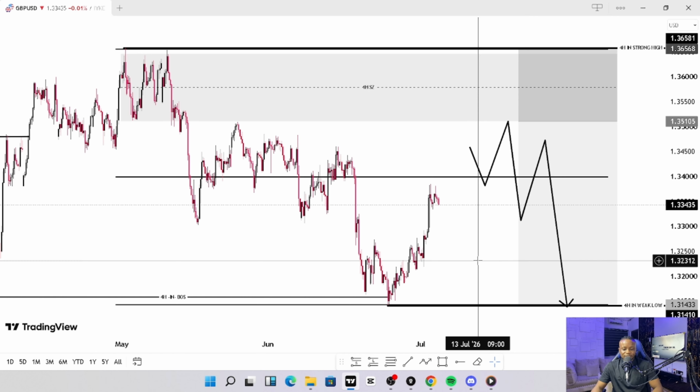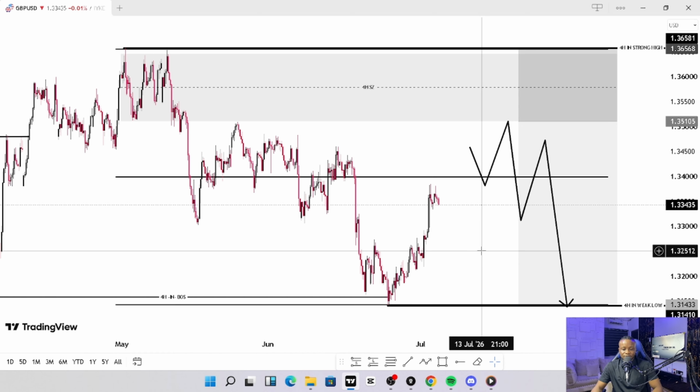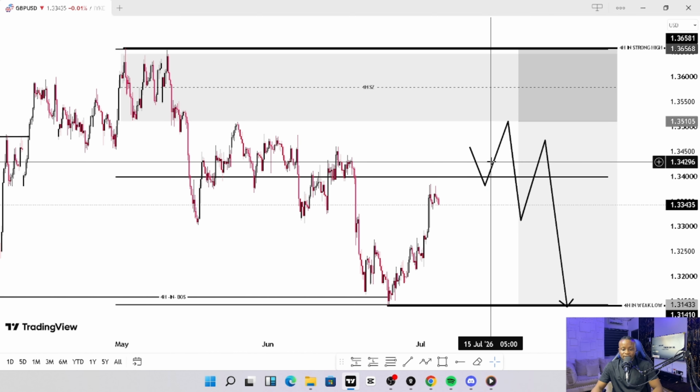So what are we expecting from GBP USD going forward? It's pretty simple. From what I marked here, you can already see it.